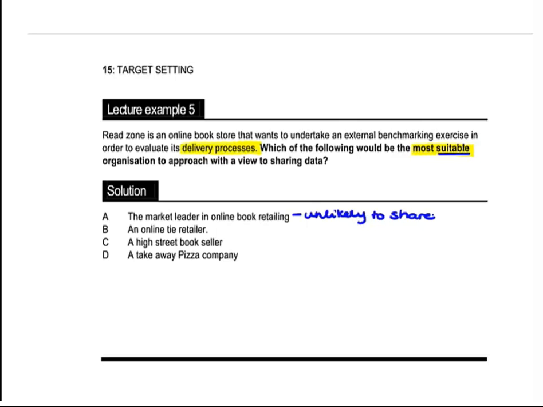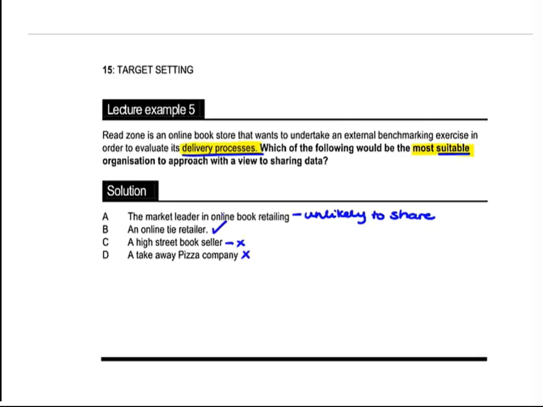With the high street bookseller as well, that one is going to be unsuitable because when you go into a bookshop, you're the distribution process, you're the delivery process. You take the book away with you in a bag and deliver it to your home. Then we've got pizzas and ties to choose between. Well, pizza's very different. They have to be hot and fast, the delivery, because they're perishable. Nobody wants a cold pizza that was cooked 2 days ago.